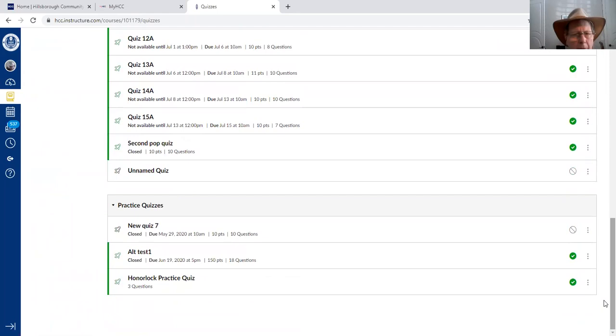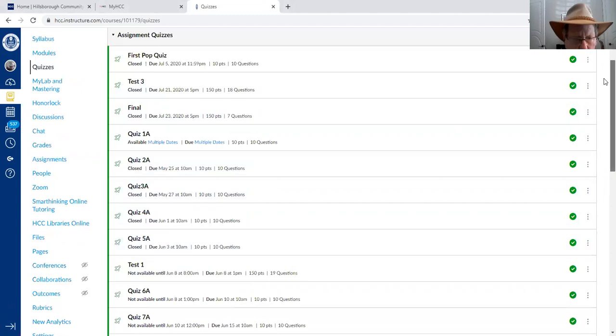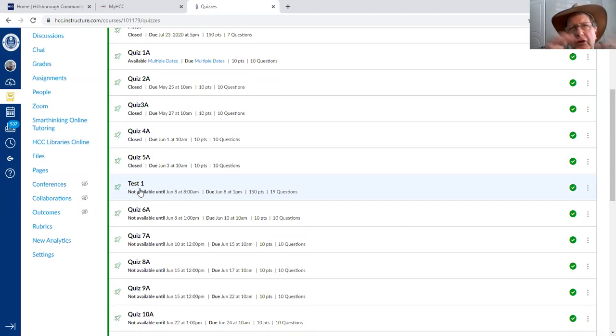Are you seeing the screen right now? Do you see this very bottom thing here, Honorlock practice quiz? If you are not familiar with Honorlock, I would strongly suggest that you take that. It's not going to take much time out of your life. It will give you an idea of what's going to happen on Tuesday, because on Tuesday you're going to go straight to test one, which is not available yet. You're going to click on it and it's going to load the Honorlock program directly into it.